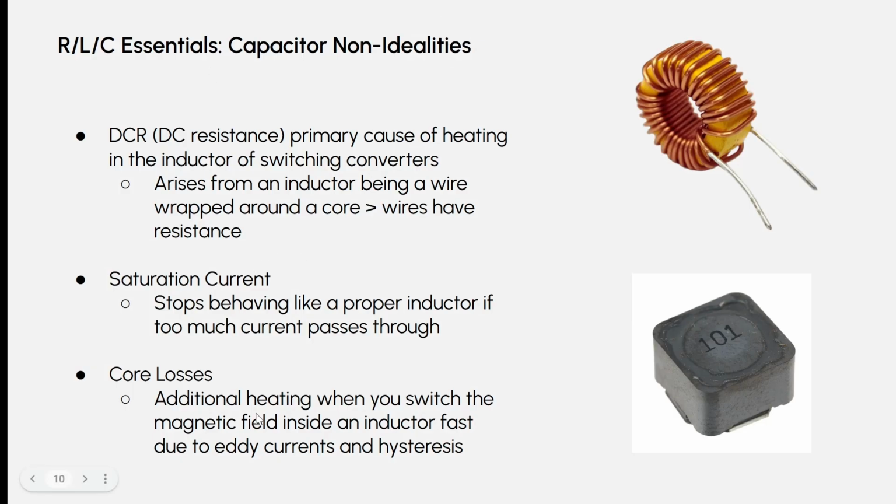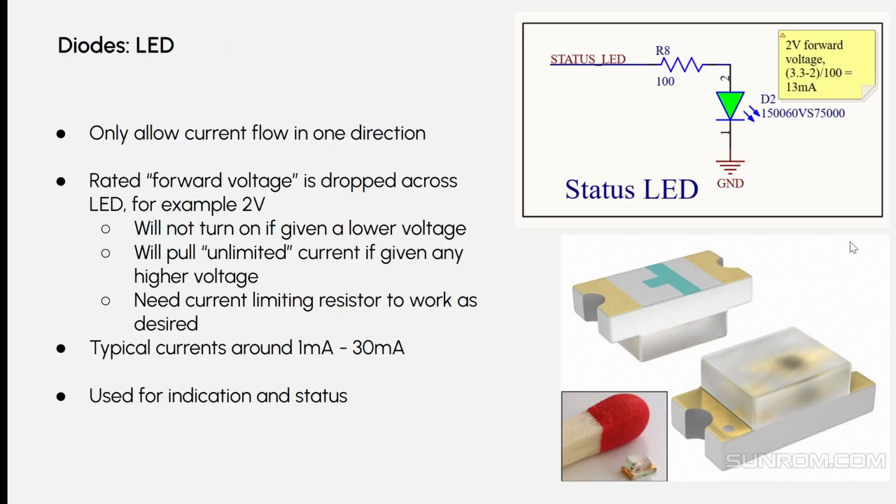And then core losses are more of a niche thing. But when you switch the magnetic field in a switching converter, the alignment is changing internally of the magnetic dipoles, and that will cause energy losses. But yeah, not that crazy.